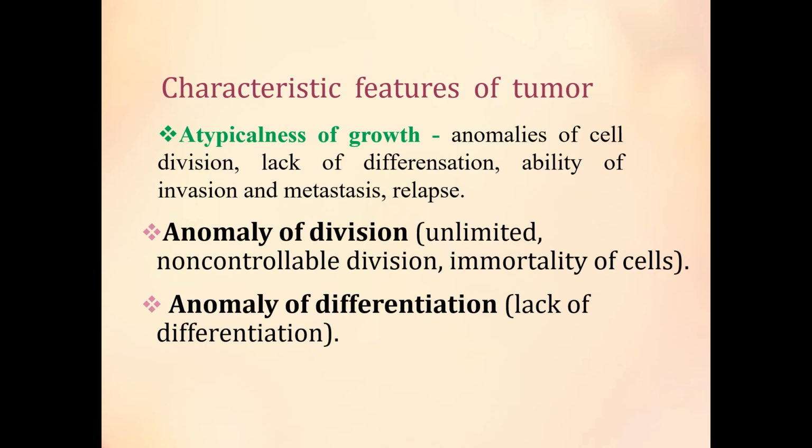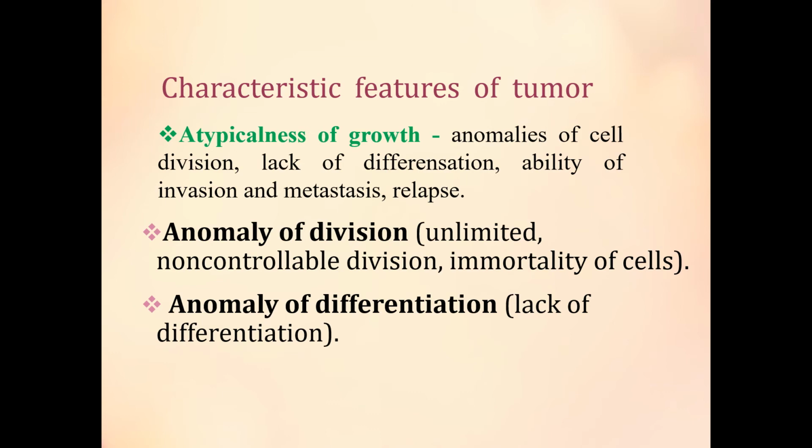The other type of atypicalness observed in the transformed cells, in the tumor cells, is atypicalness of growth. Growth atypicalness is characterized by an abnormality in the division of tumor cells, impairing their differentiation, invasive growth, metastasis, and recurrence. An abnormality in the division of the tumor cell leads to the disappearance of the Hayflick limit. What does Hayflick limit mean?